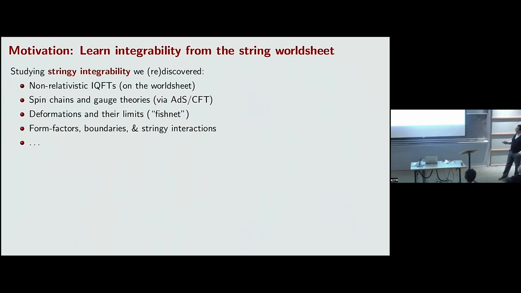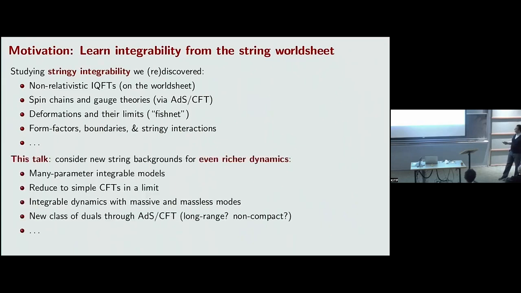My motivation here is to now look at new backgrounds that have an even richer dynamics. So what I like is to have several parameters, a bit like in the story that Ricardo was telling. But I also like the idea of having a model, which in general is a complicated string model, but when I tune some parameters, it reduces to a simple worldsheet CFT.